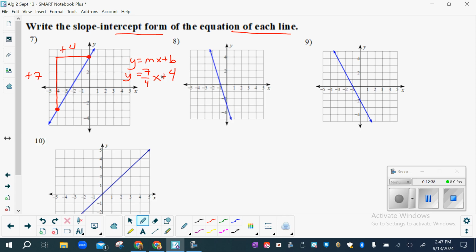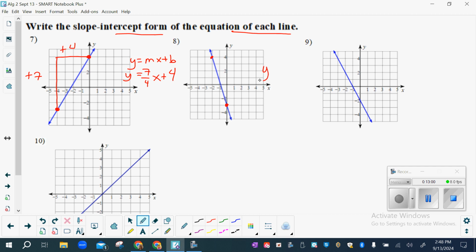What's my y-intercept on number 8? -3. And then where's another point where it crosses on this one? Again, it has to be at an exact value. -2 and 4. Yes, good. So again, it has to be at that corner where we know for sure what that value is.